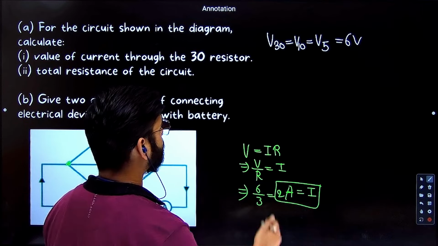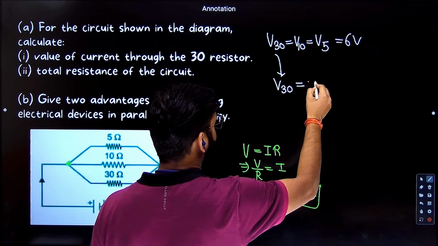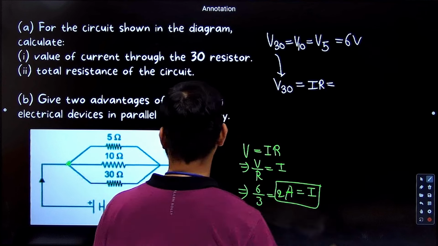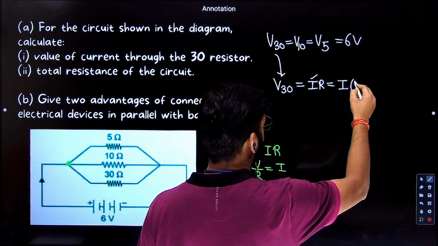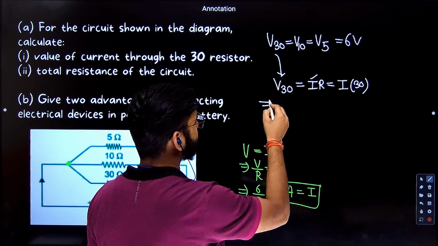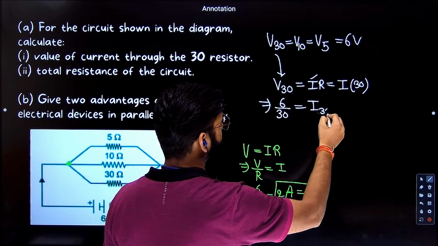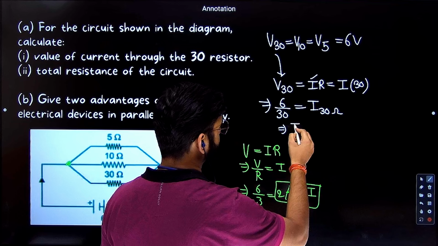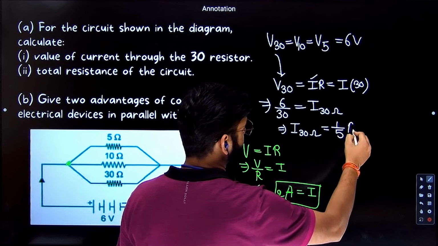Let's solve it. So potential across 30 will be equal to I into R. What is the current we need to find out? Current we need to find out is I into 30. And what is the potential? 6. 6 by 30 will be equal to current passing through 30 volts. So what is the answer? 1 by 5 ampere.